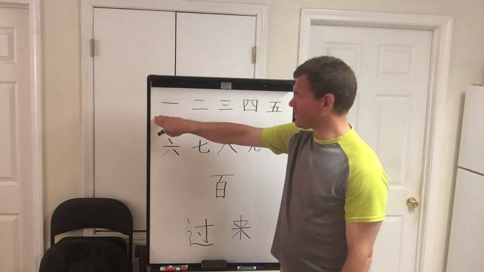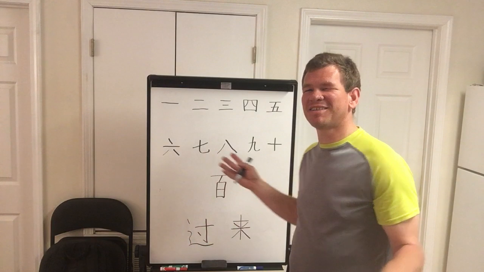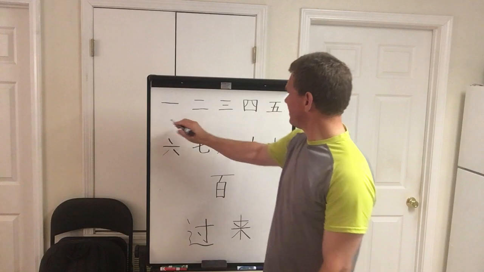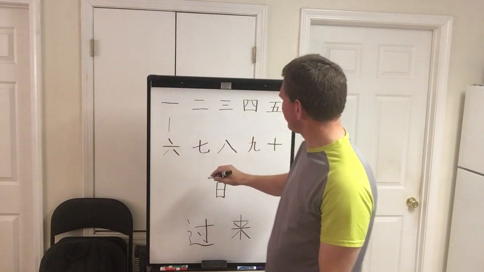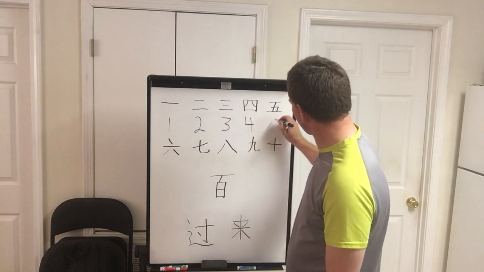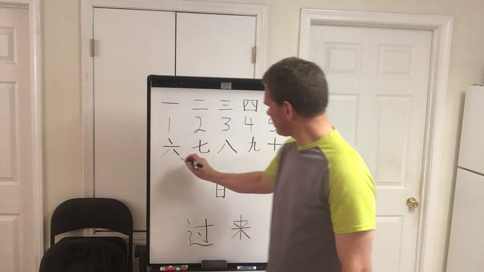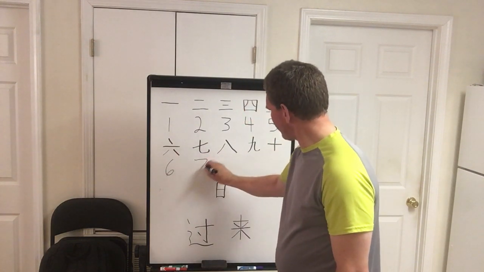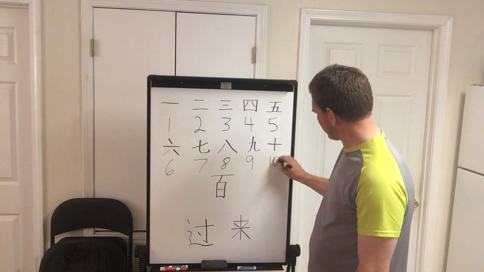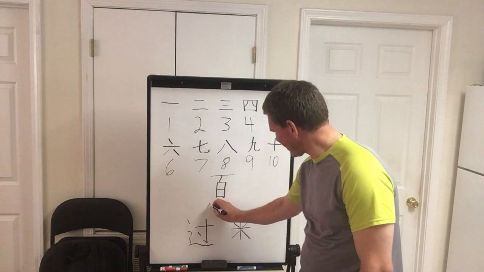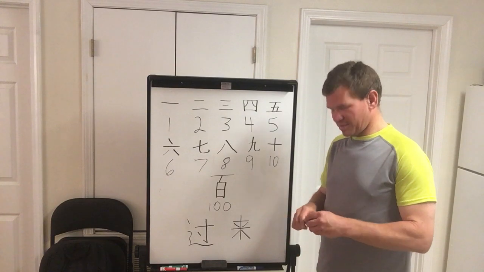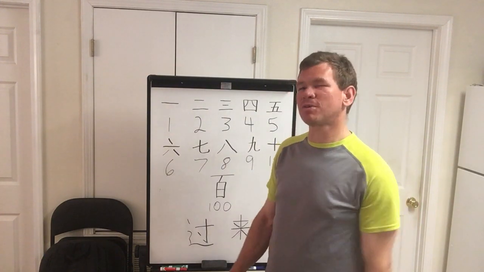Alright, so obviously we're doing numbers so we can understand. We're going to go in number order. That's easy enough, right? So this one is 1, 2, 3, 4, 5, 6, 7, 8, 9, 10. Yeah, that's a sloppy 8 right there, I tell you. And 100. Okay.